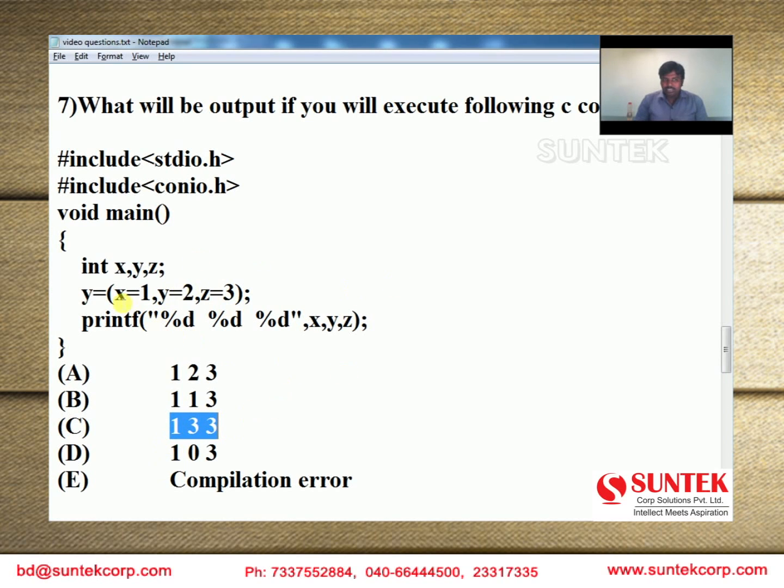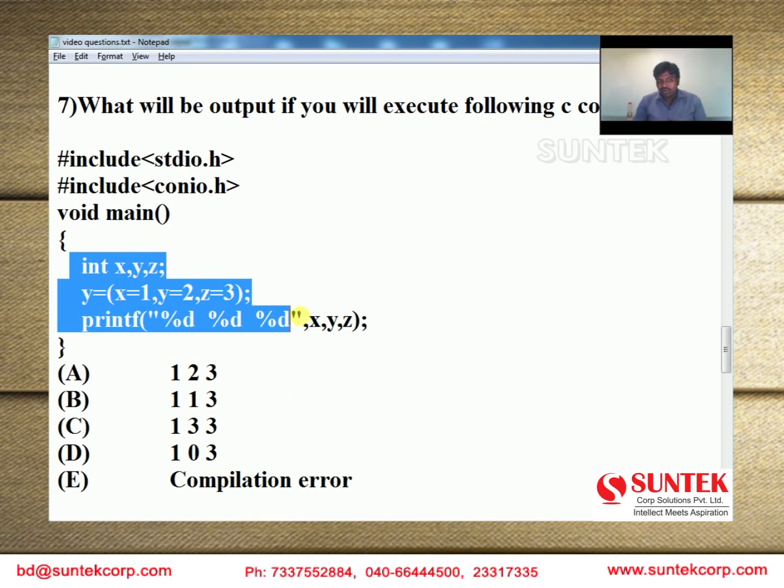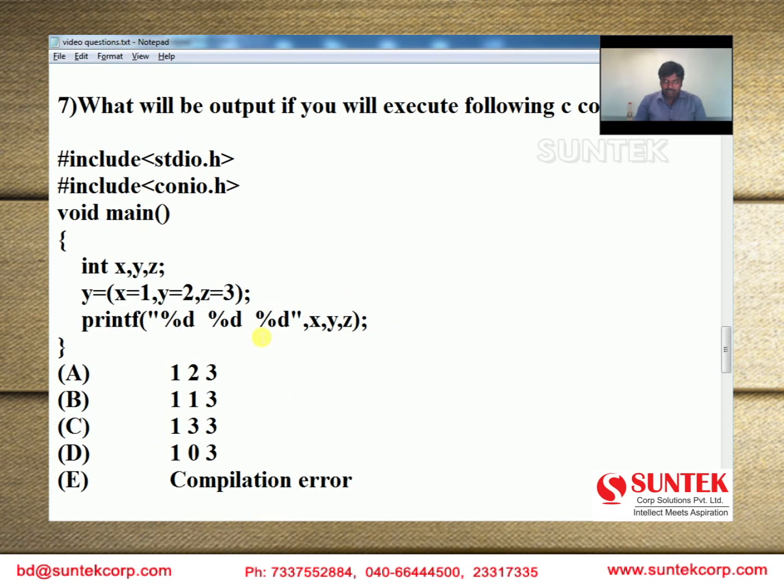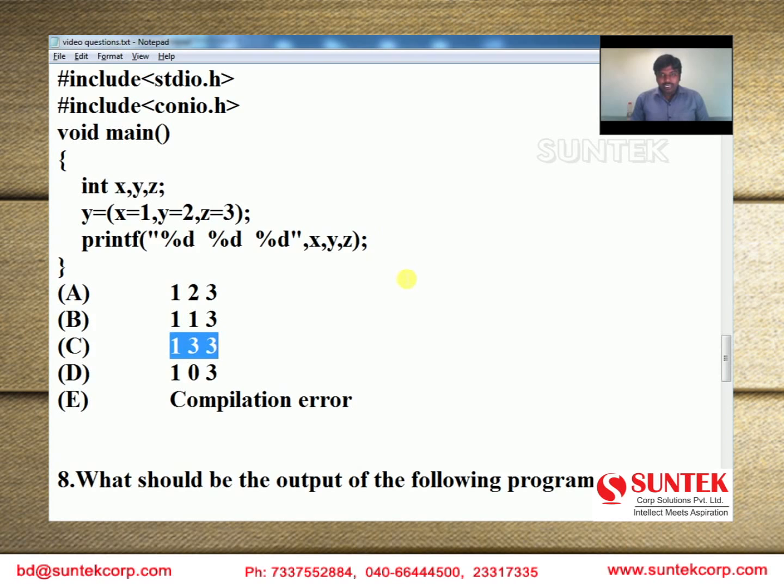Is it clear how it is taking? First of all you should know the comma operator, then only you can tell the answer. Here it acts as an operator, here it acts as an operator. Now understood, right? Now the answer is 1 3 3. Okay, come to the next question.